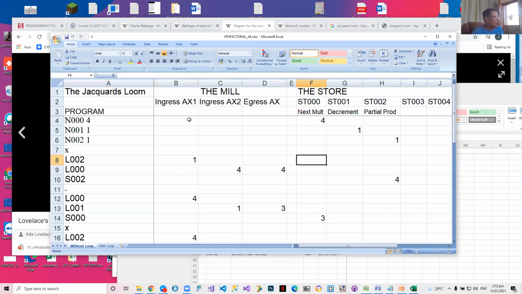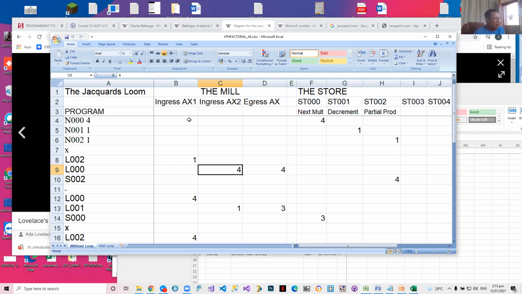L002 will store the ingress 002 to the ingress axis. Now 002 here is 1. So it is stored here in the ingress axis because it's the first. The second is L000, which means that the ingress axis 2 will be stored from variable 000, which is 4. Okay. And then they will do a multiply. And right after the multiplication, the result is stored in the egress axis. Okay, 4.